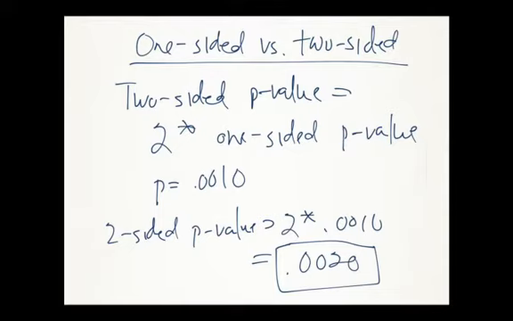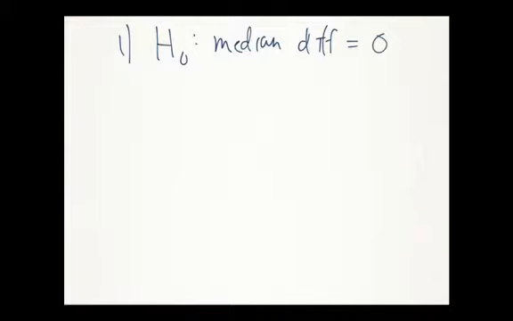Okay, so let's go through our 7 steps of hypothesis testing to complete this particular example. In step 1, we want to write the null hypothesis. The null hypothesis here is that the median difference is equal to 0, and the alternative would be that the median difference is not equal to 0. Between those two things, we've covered all possibilities.